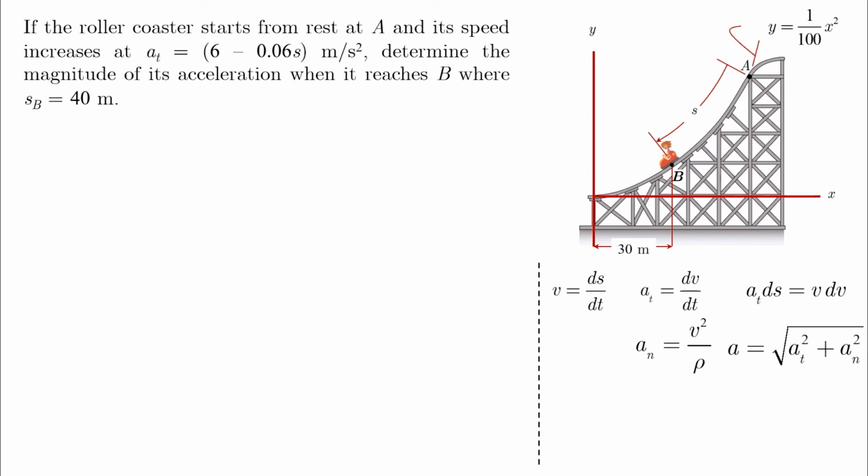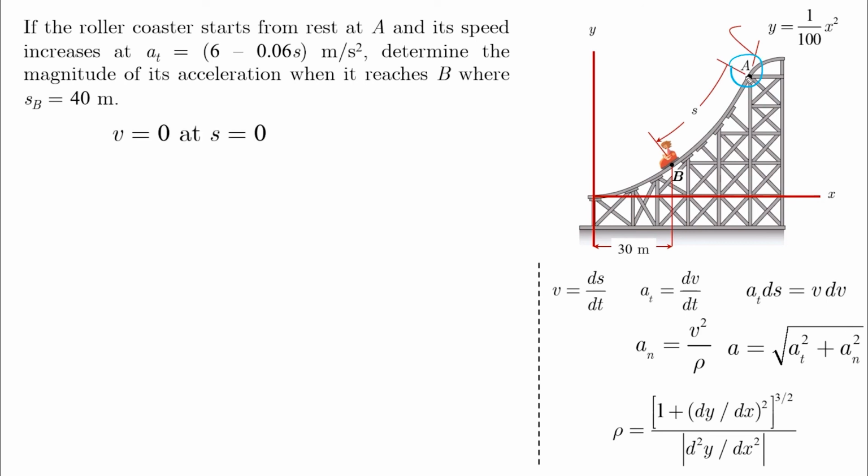Finally, we need to find the value of rho from this relationship using y as a function of x. And since the roller coaster starts from rest at point A, we can assume our initial conditions, which are v equal to 0 at s equals to 0.